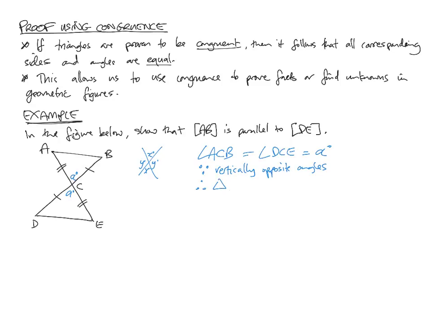Therefore, triangle ABC is congruent to triangle DCE because of side, angle, side. Because we've got a side that we know, 1 dash, in a corresponding location, another side that we know, double dash, in a corresponding location, and they're on either side of the included angle alpha degrees there. Okay, so we've proved that they're congruent, and because they're congruent, sides and angles in corresponding locations are going to be equal.